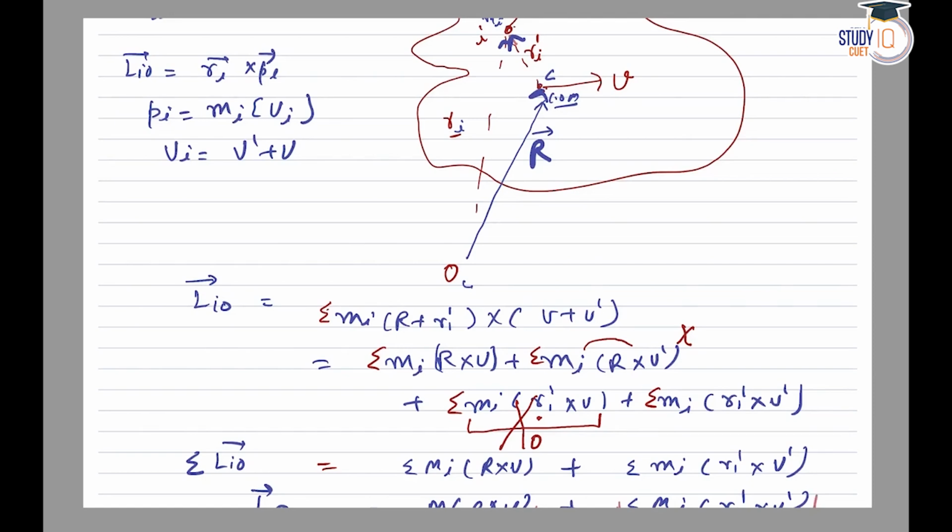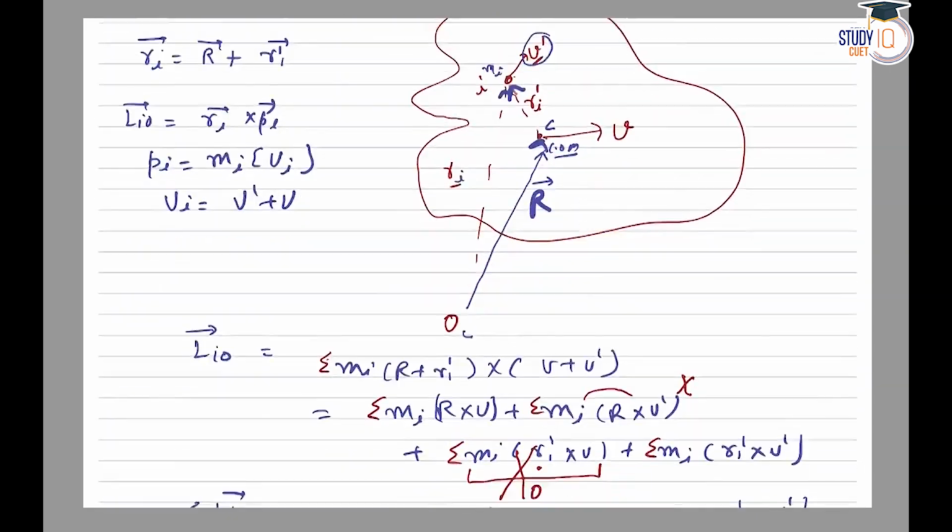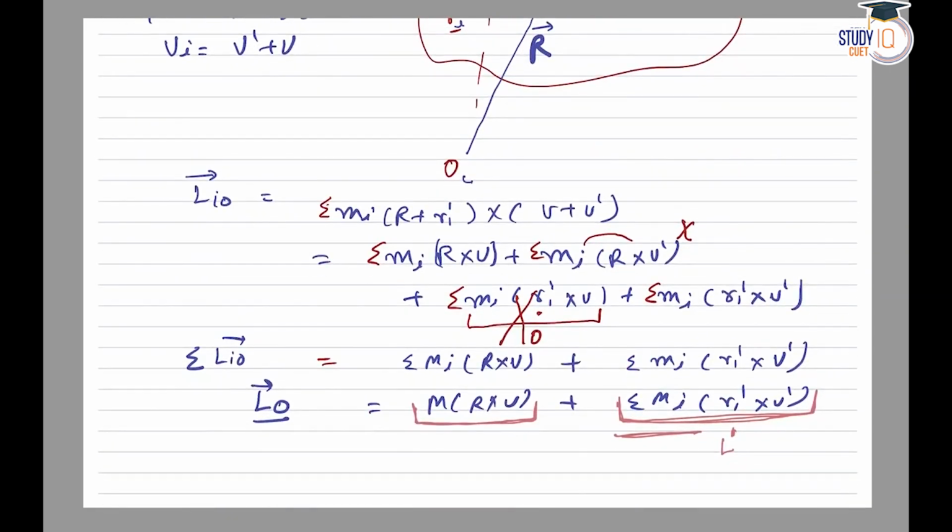So this would be L dash, which is equal to the summation of Ri prime cross Pi prime. L dash can be written as sigma of Ri prime cross Pi prime.